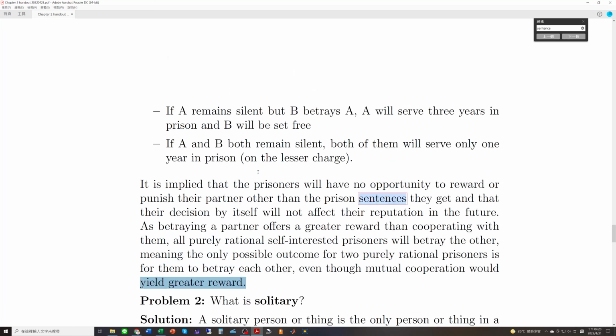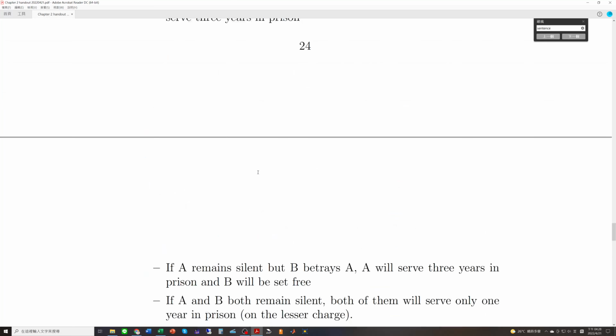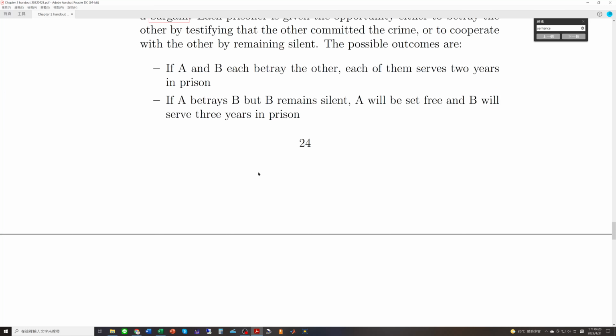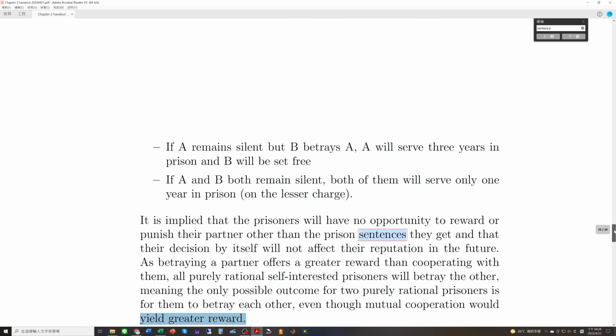What does this mean? If I were A, then I will betray B because I will be set free. Then if I were B, then I will betray A too because I will be set free. This is very simple.